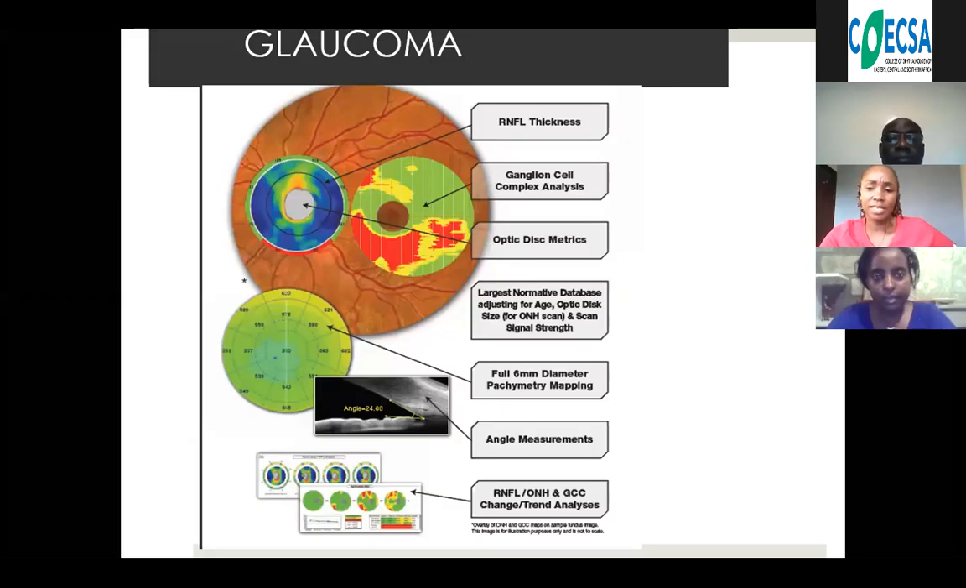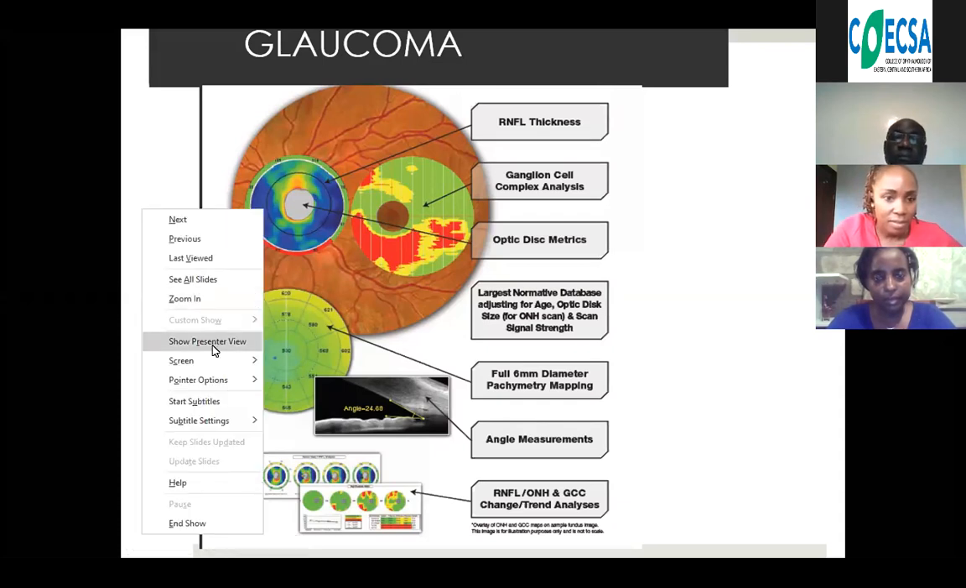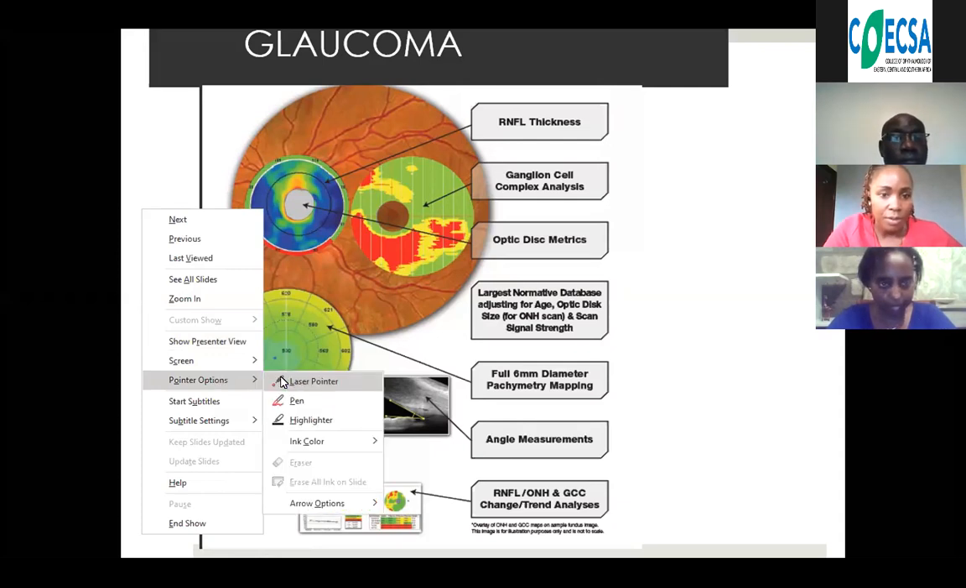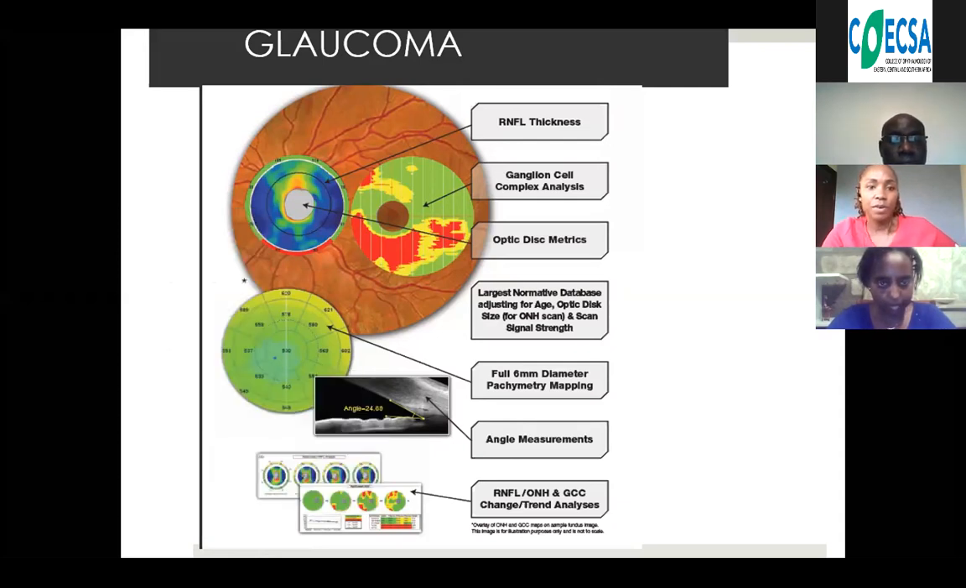So just quickly, generally speaking, this is a printout of what you'd expect from, let me just put a laser pointer there. So for OCT in glaucoma, we want to look at the RNFL thickness, and this is on all OCTs.